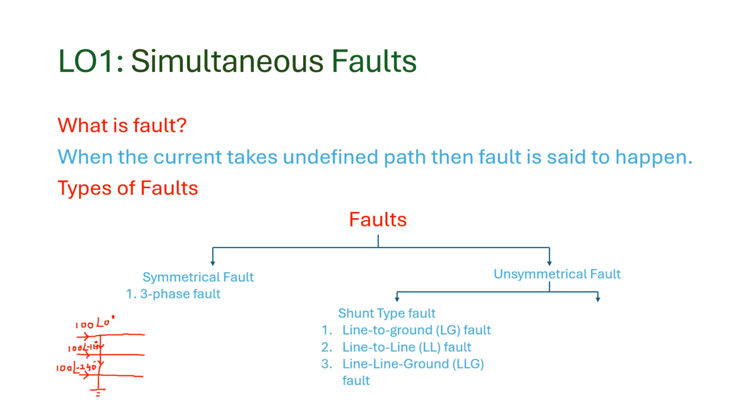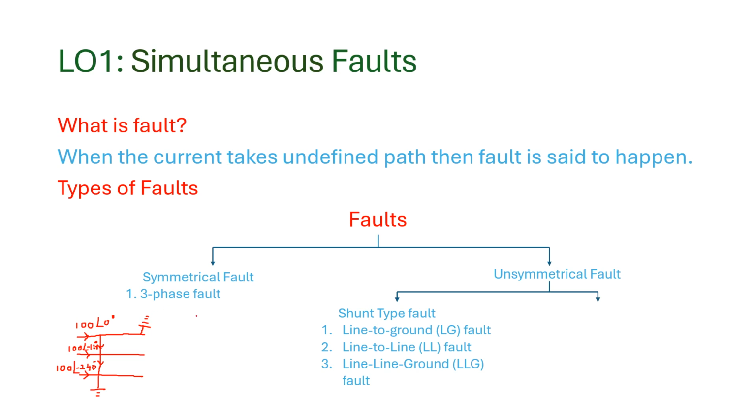One is the shunt type of fault. So here we have line to ground. Line to ground means what? Suppose only the R phase is connected to ground due to some tree falling or whatever, then it is said to be an LG fault.